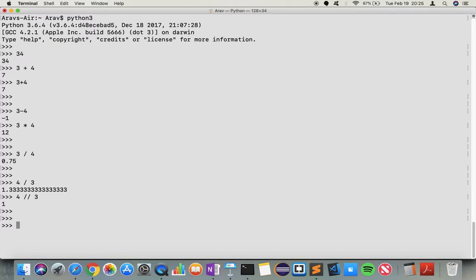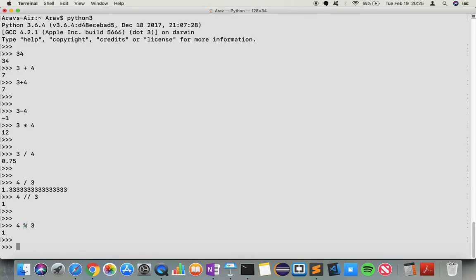Now there is also another operator called modulus. That's the percentage sign. So if we do 4%3, what I'm getting back here is the remainder. If you divide 4 by 3, the remainder is 1. So this slash gives you the result in floating point or decimal. This gives you the integer result of the quotient, and this gives you the remainder.